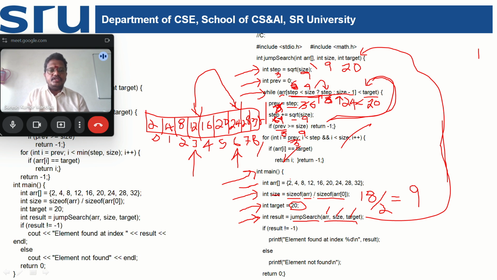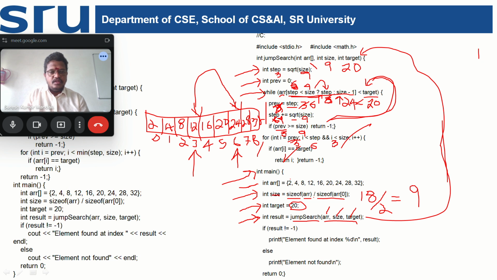So the I value we initialized with 3. So 3 is less than the step. What is the step value we are having? The step value we have is 6 only. 3 is less than or equal to 6. The condition is true. And here, also the I value.